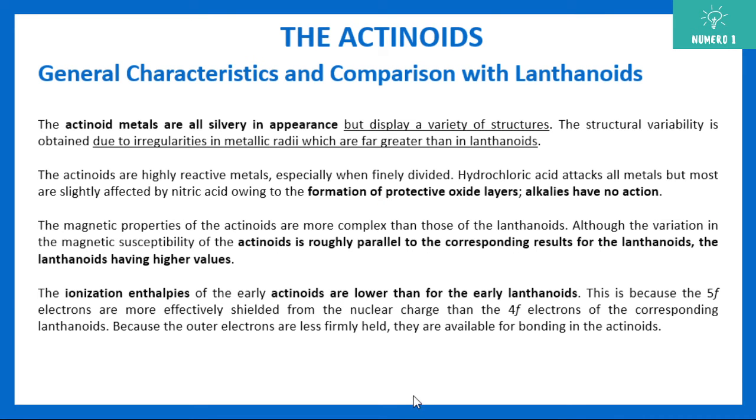Now general characteristics and comparison with lanthanoids. So note down, first point: actinoid metals are all silvery white in appearance. They display a variety of structures. The structural variability is obtained due to irregularities in the metallic radius, which are far greater than in the lanthanoids.